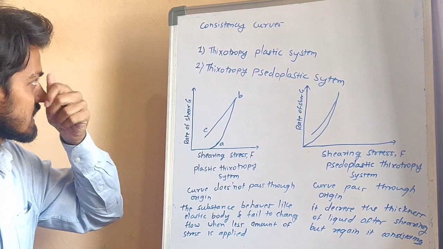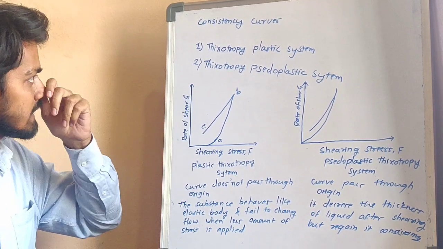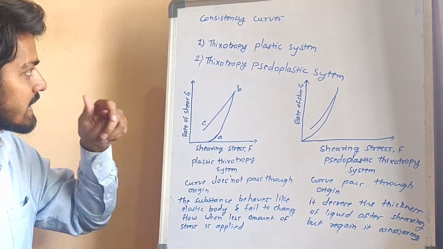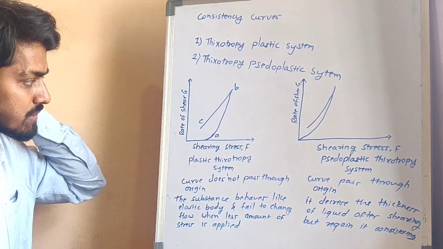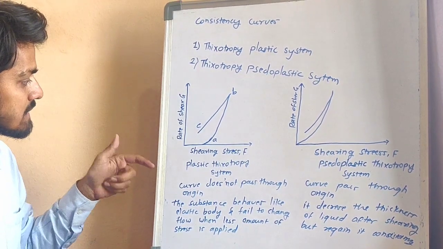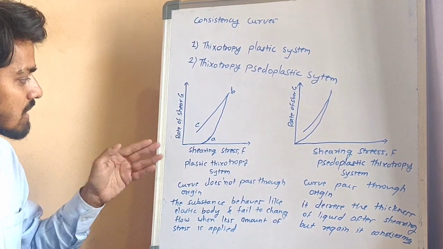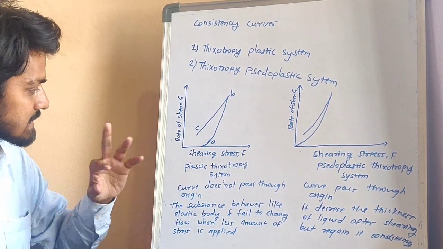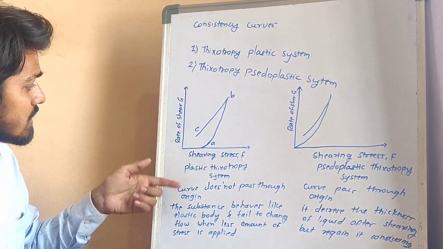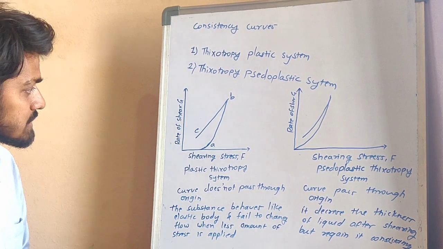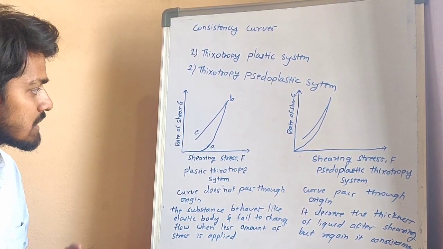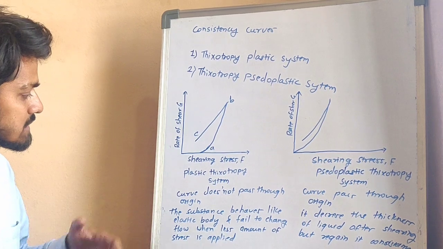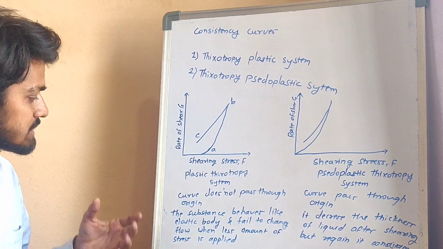There are two types of consistency curve in the case of thixotropy. We need to relate the thixotropy curve to plastic flow and pseudoplastic flow. As we know, plastic flow does not start from the origin. In the same way, in plastic thixotropy, the flow does not start from the origin; it starts from some point on the x-axis. When we apply shear stress at the beginning, the flow of the liquid does not change. After a particular shear stress, the behavior of the flow changes.